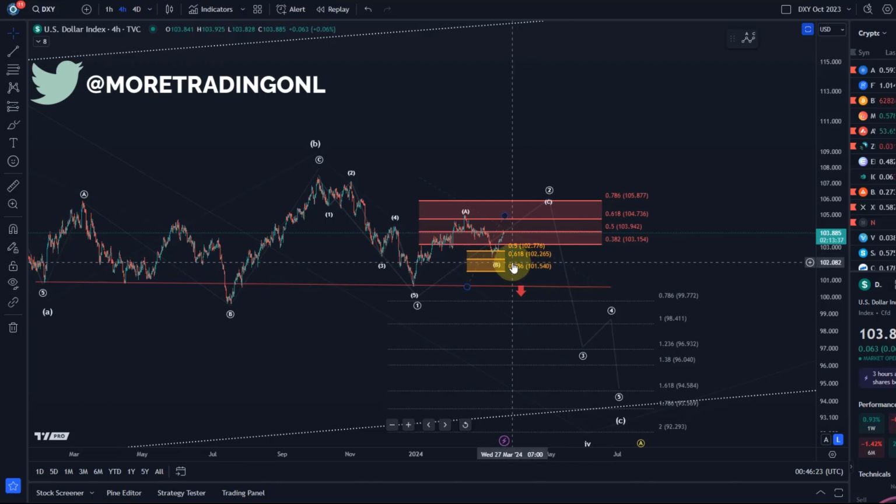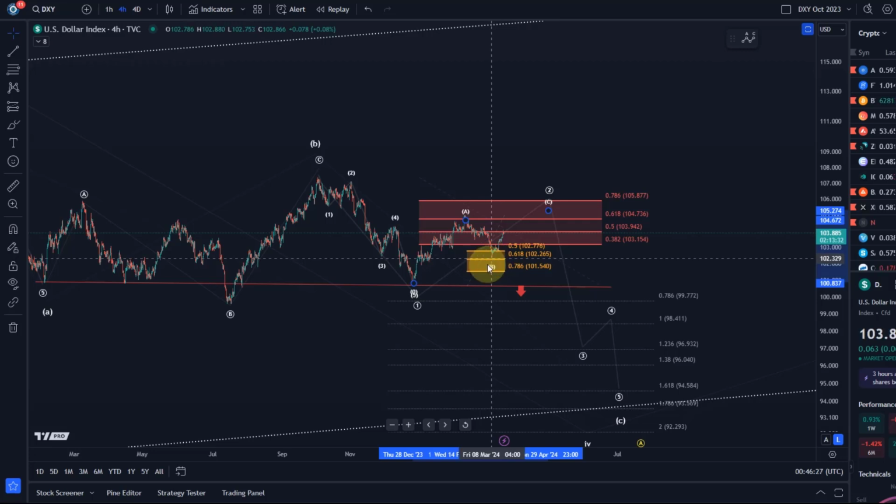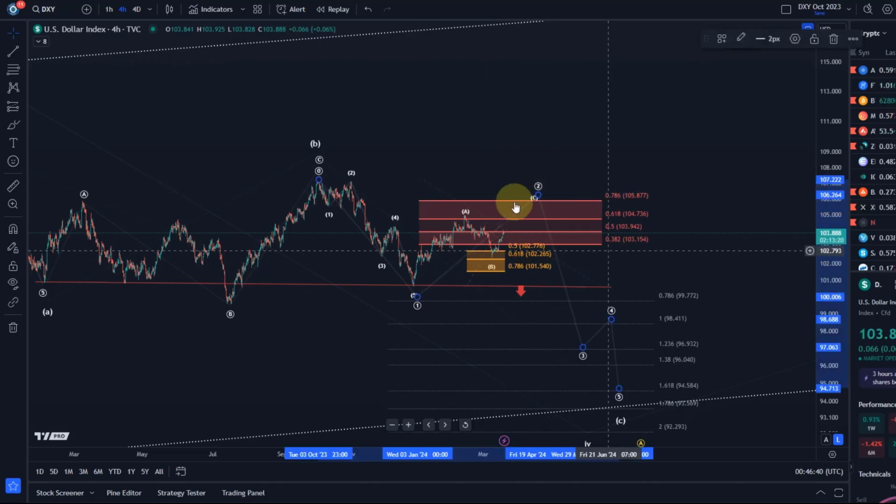The DXY has reacted to our support region that we discussed in the previous video, exactly to the 61.8 retracement, and is now on its way probably to test the upper boundary lines of this resistance area. We're going to talk about that in this video.